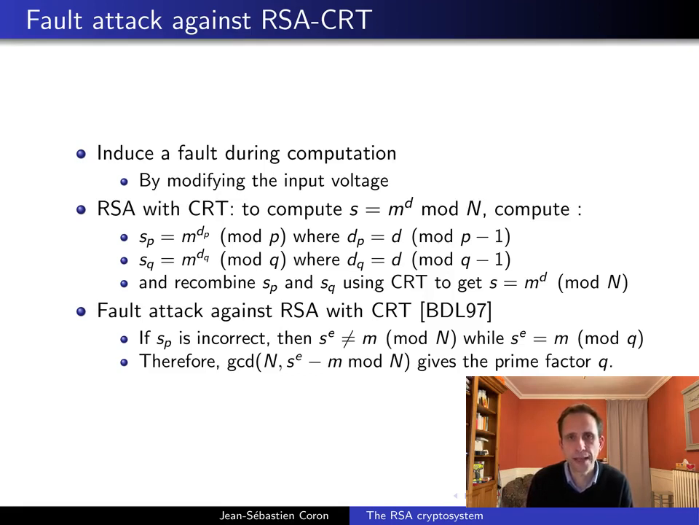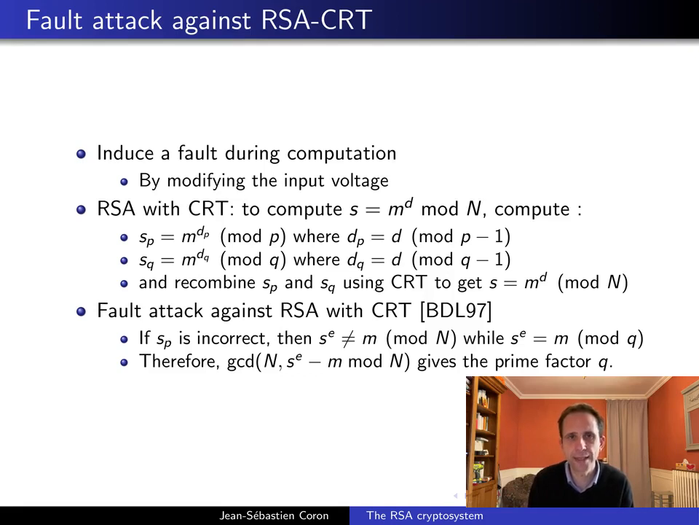So to compute the signature S equals M^d modulo N, we first work modulo P. So we compute S_P equals M to the power of d_P modulo P, where d_P is the exponent when working modulo P. So d_P is d modulo P minus 1. And we compute the part modulo Q. So S_Q is M to the power of d_Q modulo Q, where d_Q is d modulo Q minus 1. And then we can recombine S_P and S_Q, using the Chinese remainder theorem, to obtain the signature S equals M^d modulo N.